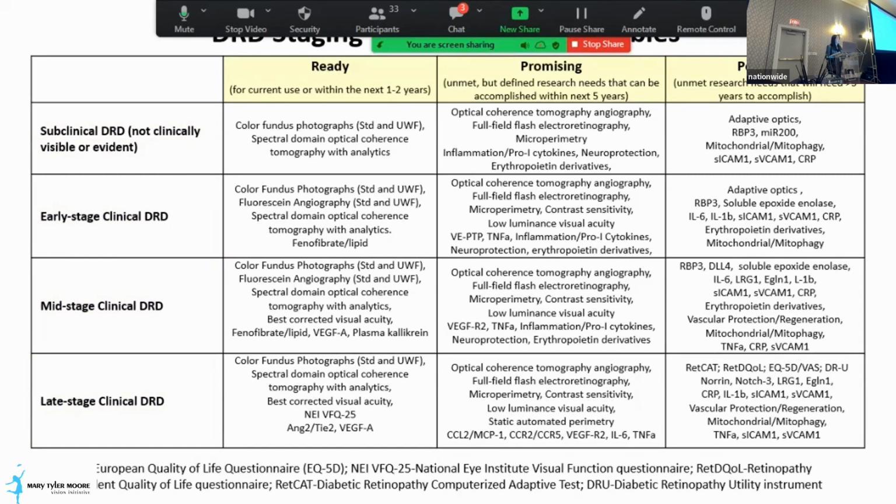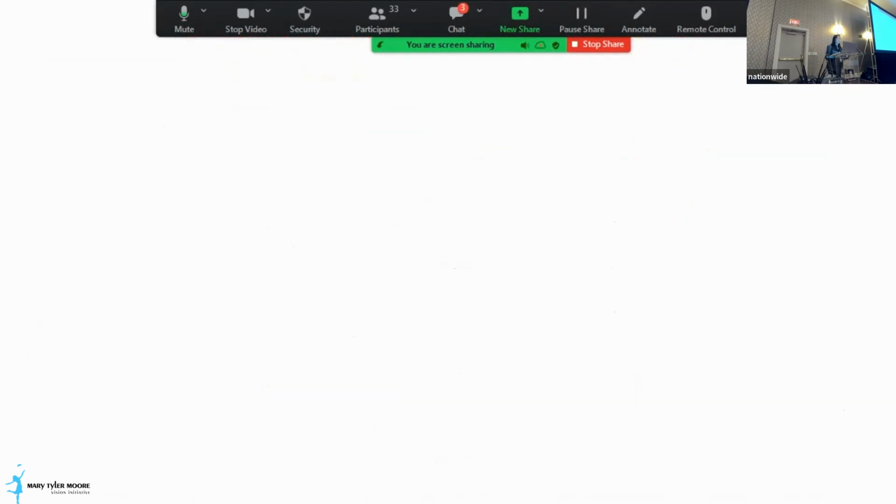Those that were promising with unmet but clearly defined research needs that potentially could be accomplished within the next 5 years, and those that were potential and promising, but which had unmet research needs that would really need more than a 5-year window to accomplish. So what you'll see in your breakout sessions today, which will follow this, are variables that were specifically associated to retinal imaging, to visual function and retinal physiology, to patient-reported outcomes measures, and to systemic biochemical and cellular markers.